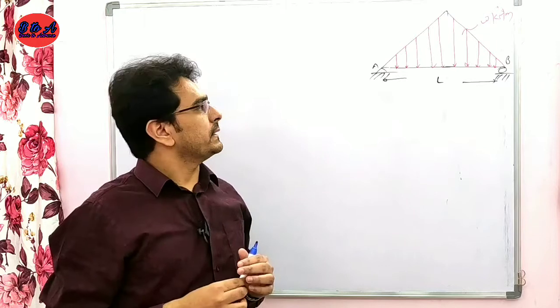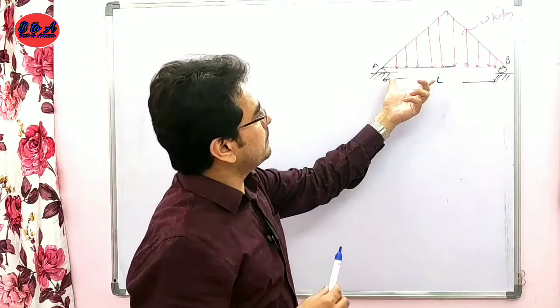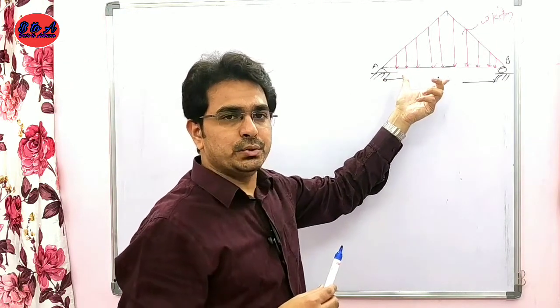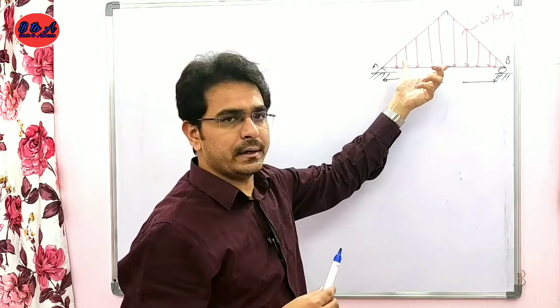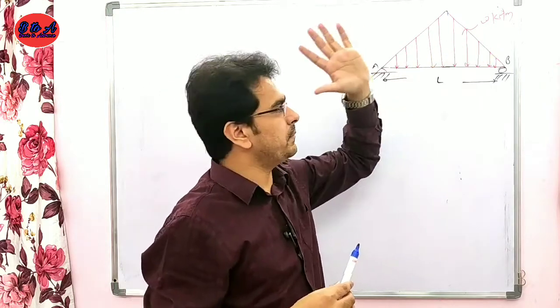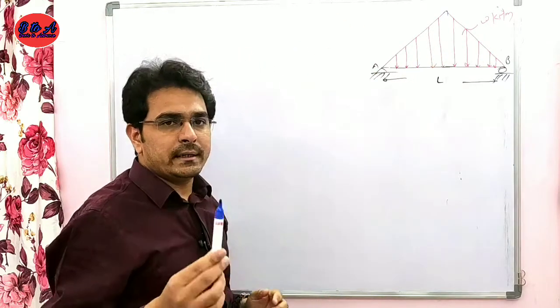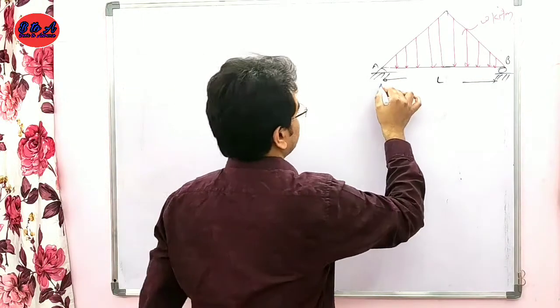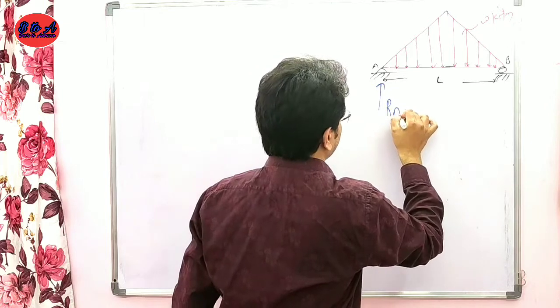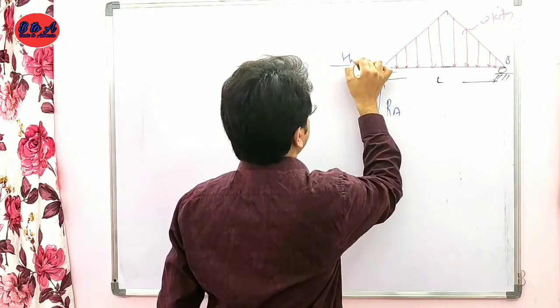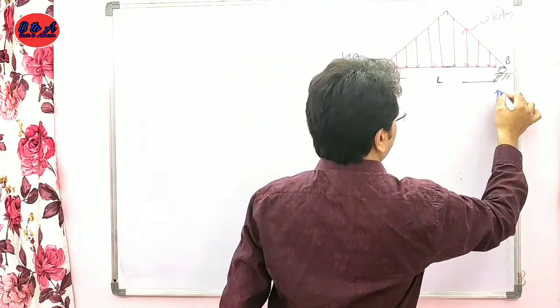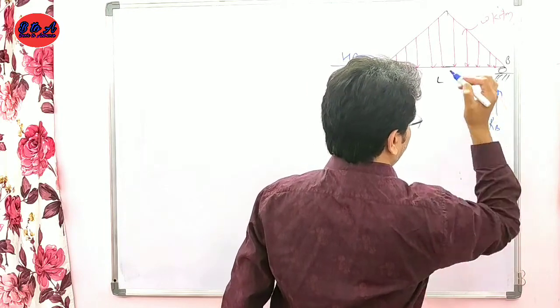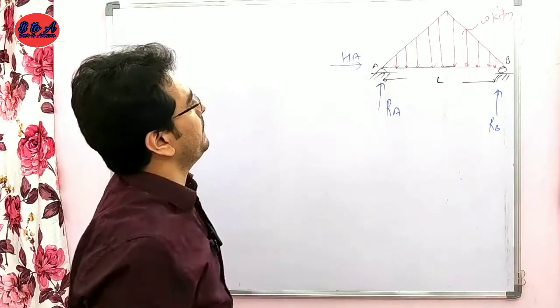इस न्यूमेरिकल को देखते हैं. This is a simply supported beam subjected to UVL, that is the uniformly varied load of intensity W kilonewton per meter. I want to calculate the reaction at the hinge and at the roller. तो हिंज पर रिएक्शंस क्या होती है? वर्टिकल रिएक्शन RA, हॉरिजॉन्टल रिएक्शन HA. रोलर पर we got only one reaction, that is the RB.